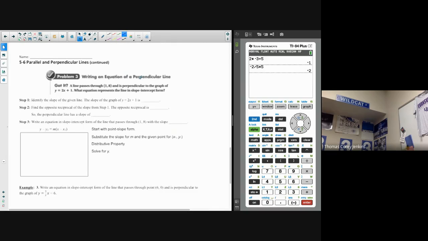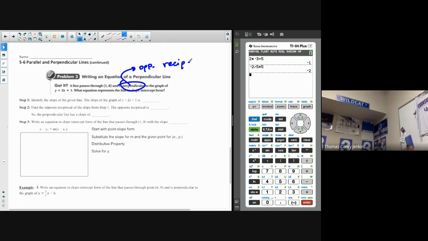So we're going to write an equation of a perpendicular line. It says a line passes through (1, 8). That's my x1, that's my y1 once I do that part. And it's perpendicular. So as soon as you see that, you think opposite reciprocal.